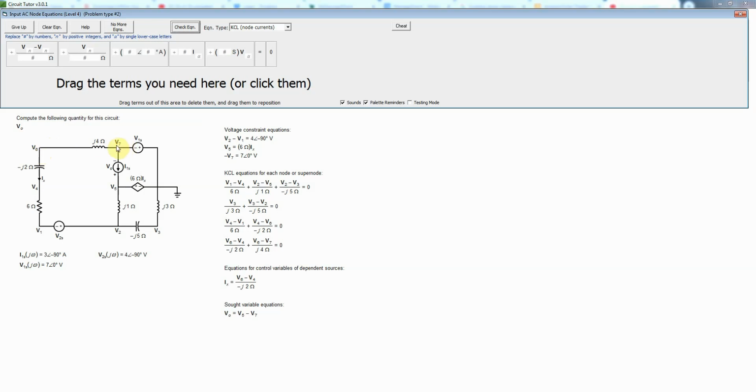Node 7 is again part of the reference supernode because it's connected via a voltage source to ground, so we don't have to do anything for that. Basically all of this here is what we call the reference supernode, and we don't need to write an equation for that. So we don't write anything for node 7, which means basically we're done.